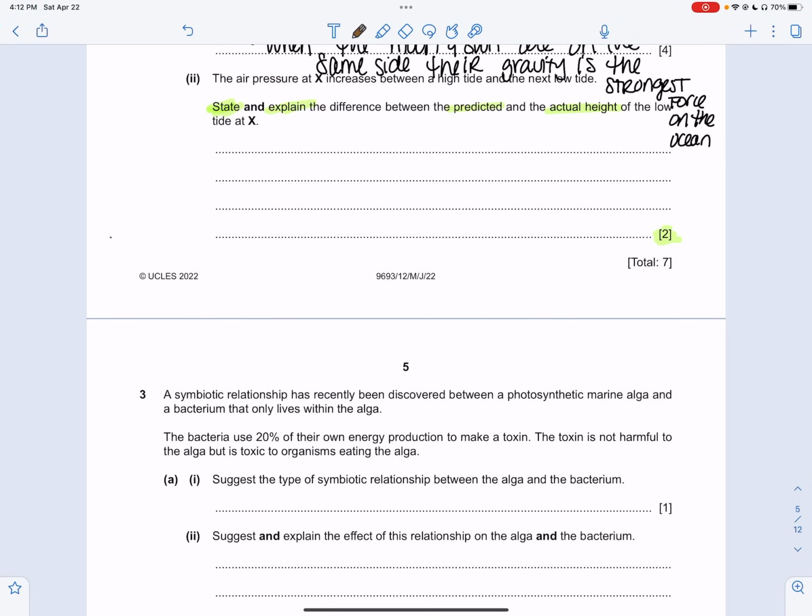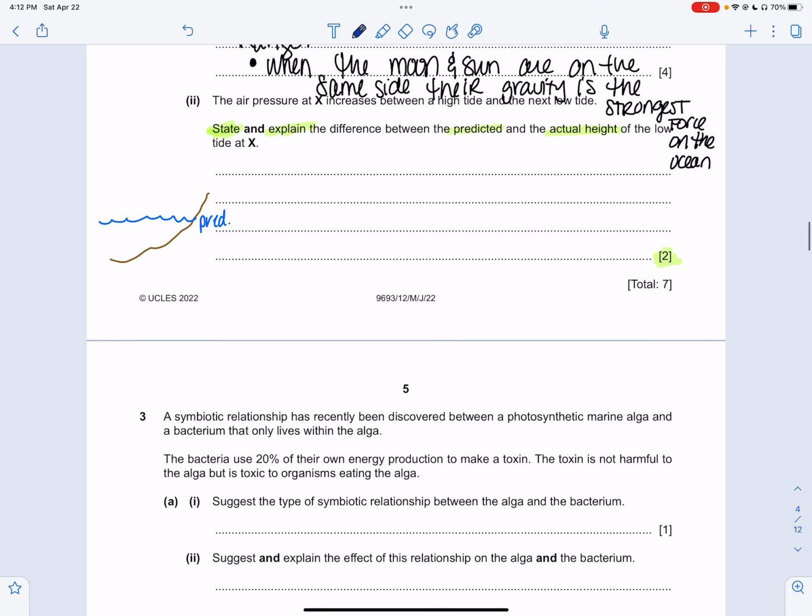So a way to see this is if this is like your shoreline, and this is like predicted. This is what we think it's going to be, the tide height, the low tide height. And then air pressure increases. So just in the atmosphere, now we have even more of a force of the air pushing down on the water, pushing down, pushing down. What's actually going to happen is that the low tide is lower, the actual.